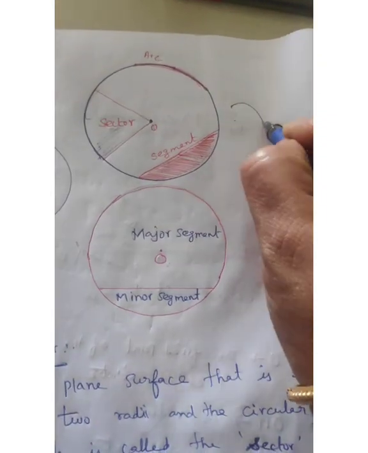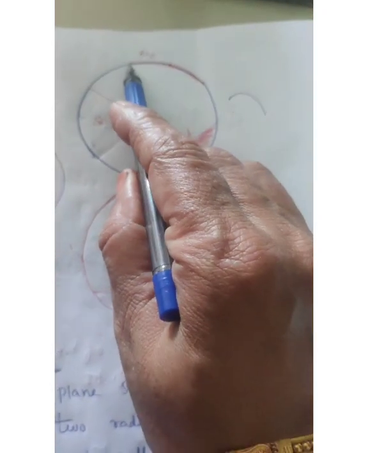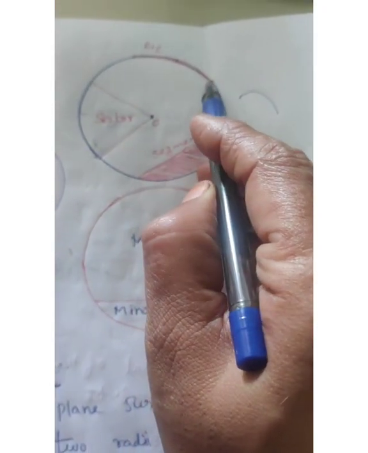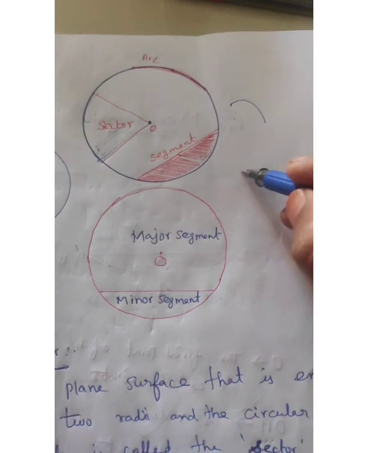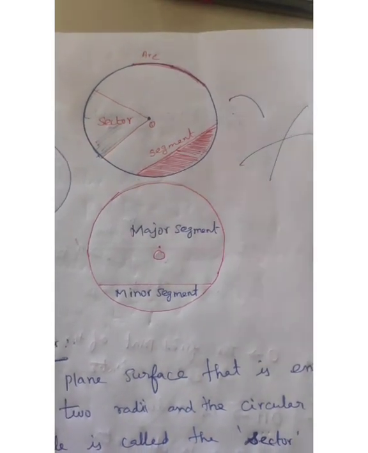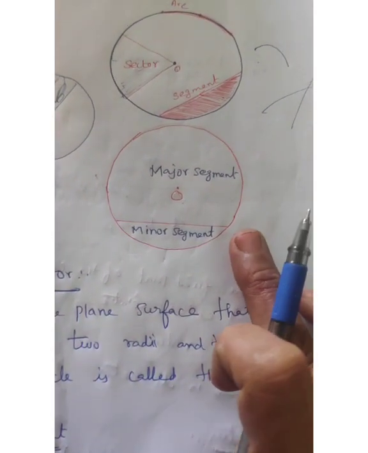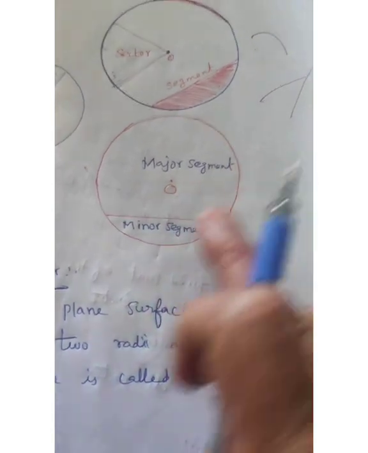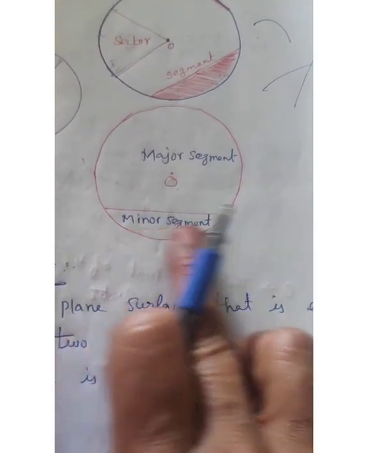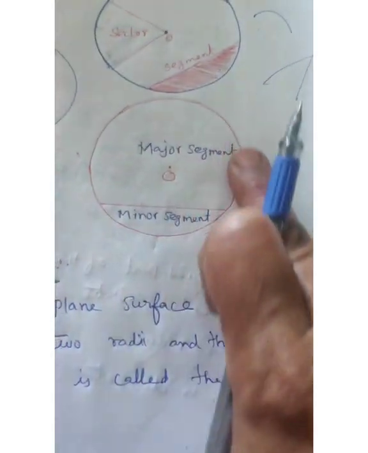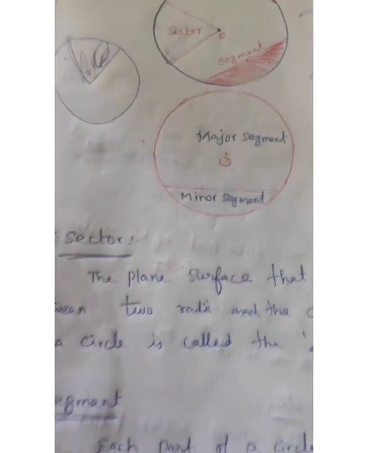So you see that this is called the arc. The circle from joining these two points is called the arc. Geometry books say that this is called the arc. Now, with center point O, the small part is called the minor segment, and the full part is called the major segment.